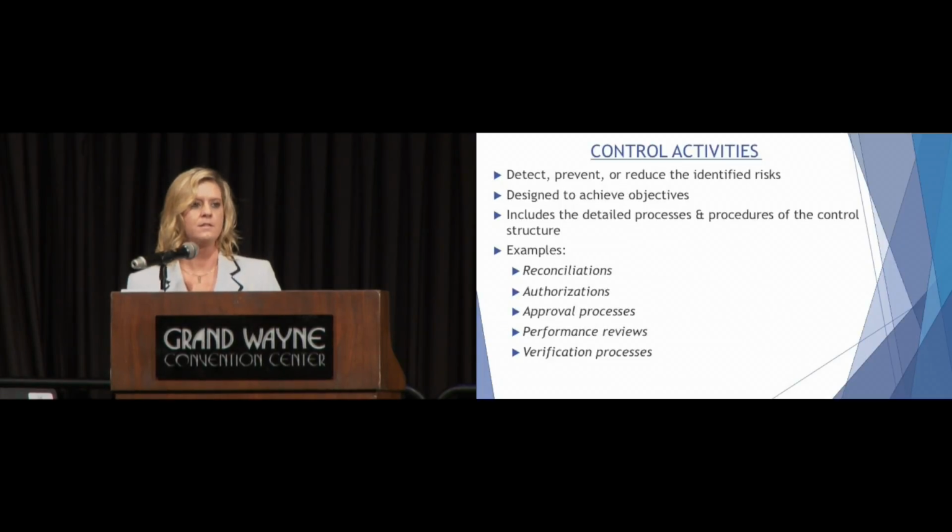Control activities. This is where your details are. They should be designed to detect, prevent, or reduce the risks identified during your risk assessment process and also achieve the objectives. It includes detailed processes and procedures of the internal control structures such as reconciliations, authorizations, approval processes, performance reviews, verification processes. Those are just some of the examples of the things that you can do or implement within your internal control structure.